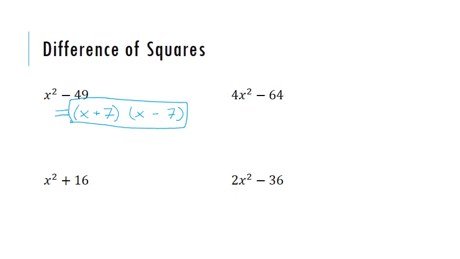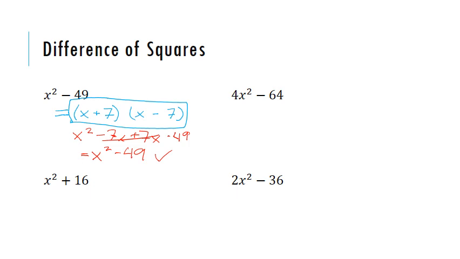And you can check that just by FOILing it back together. X times x is x squared. X times negative 7 is minus 7x. Then we would have plus 7x. Then we would have minus 49. And the minus 7x and the plus 7x would cancel, giving us just x squared minus 49, which checks out. That's what we started with.